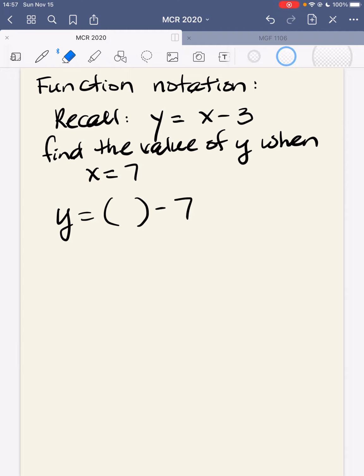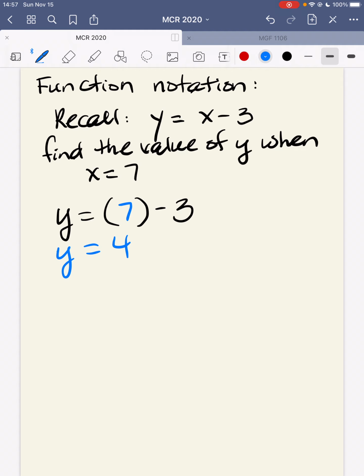Wherever there was x, I would put the value I was given, and just do the math and see what y equals. So in this case, y is equal to 7 minus 3, so y would be equal to 4.